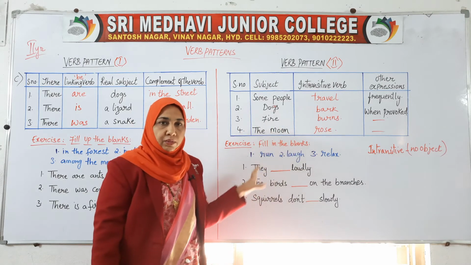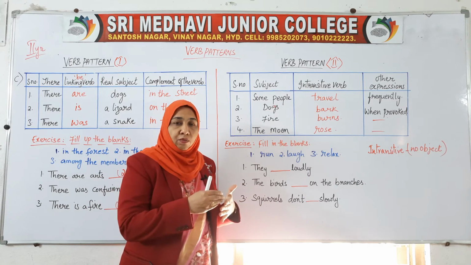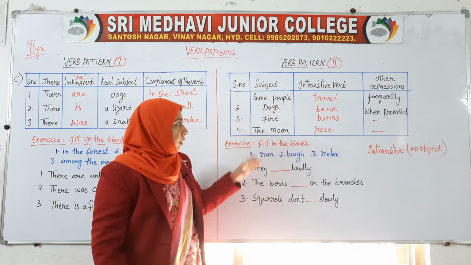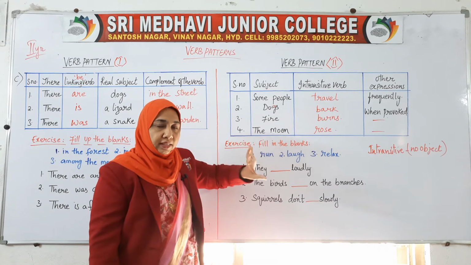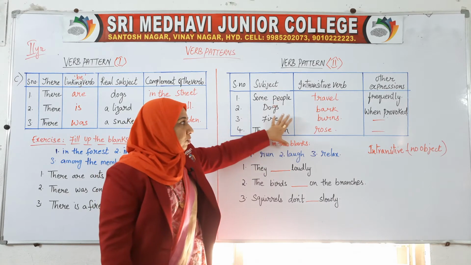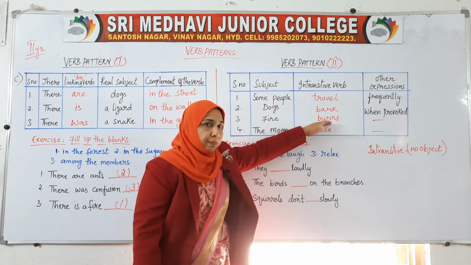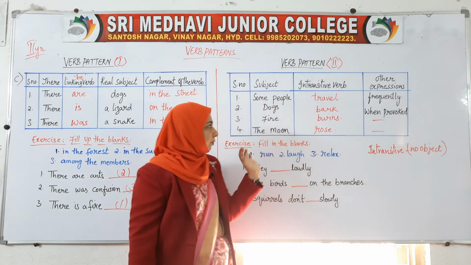Third is fire burns. Now there is no need to specify what it burns. It burns almost everything. Okay. So fire burns. This is also a complete sentence in itself, and that is known as a sentence with an intransitive verb. This is the verb which doesn't need any object over here.